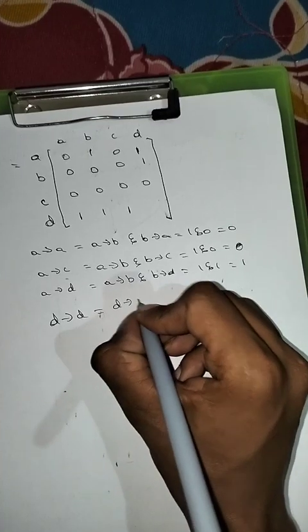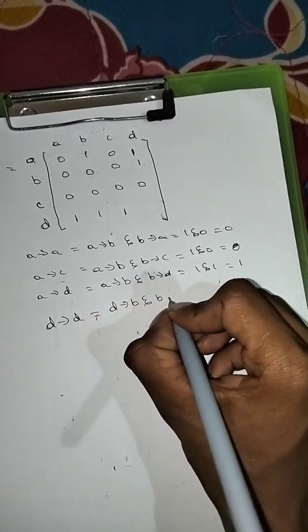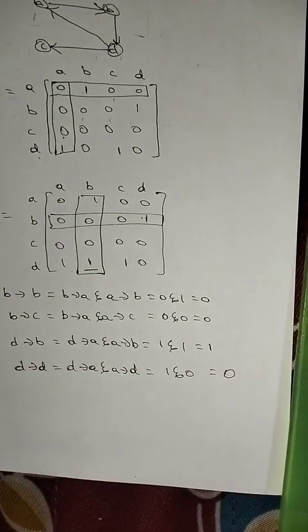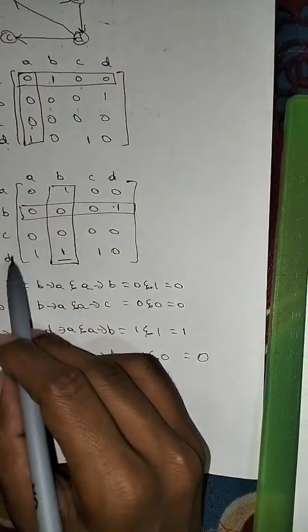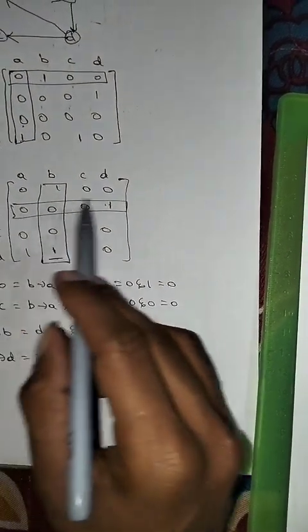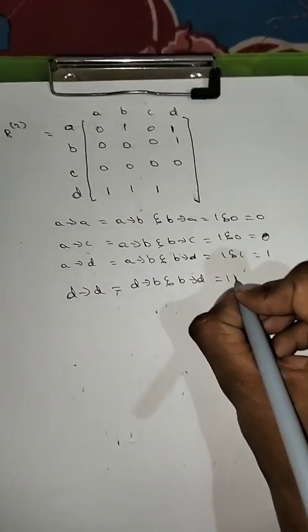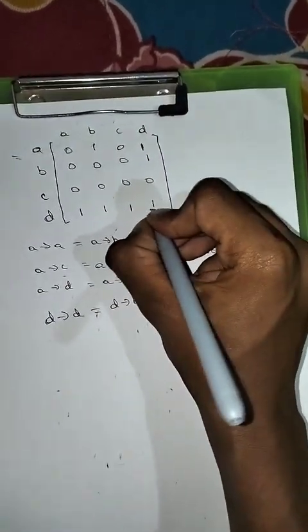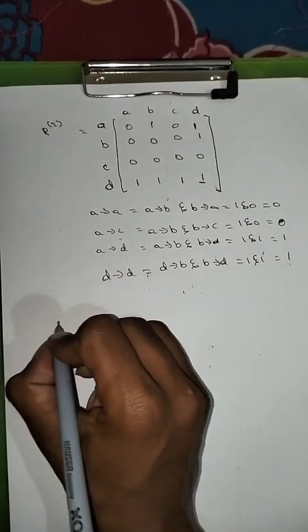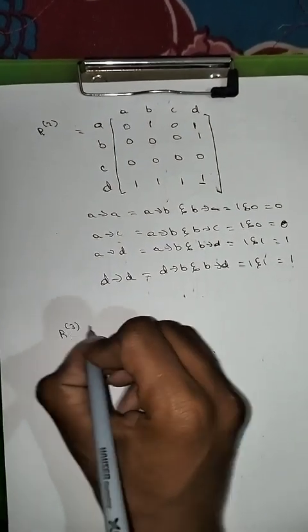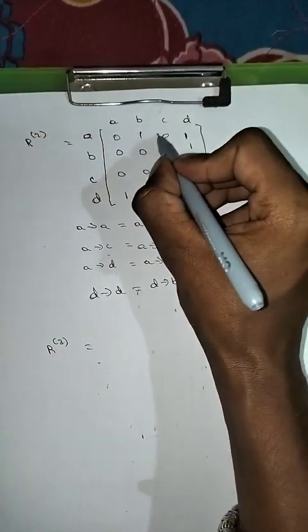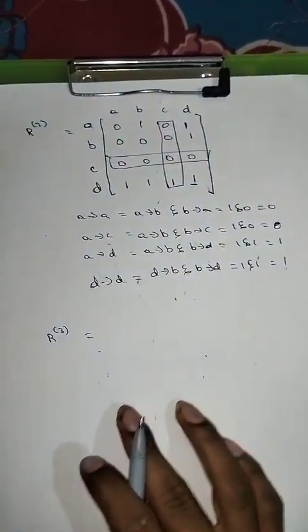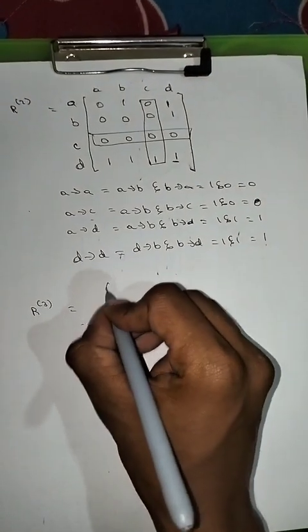Next we have only D to D. Since it is from vertex B, D to B and B to D. D to B is 1. B to D is also 1. So 1 and 1 we get 1. So it is 1. Next we are going to write R3, that is with respect to the third column and third row, with vertex C.